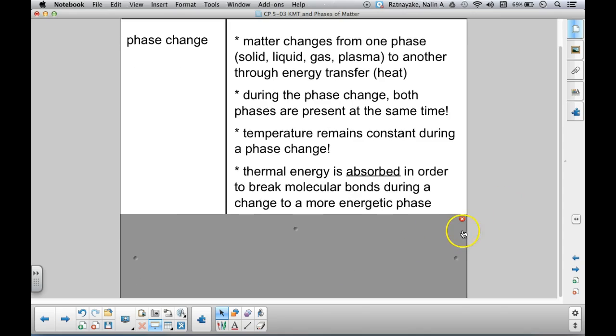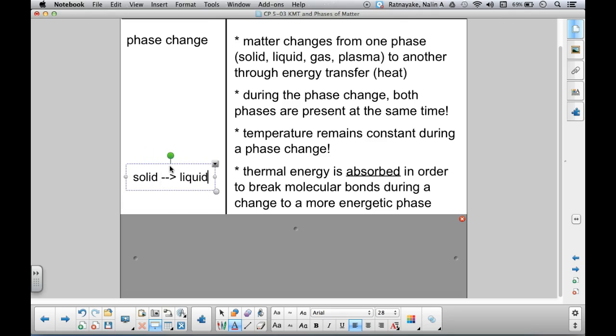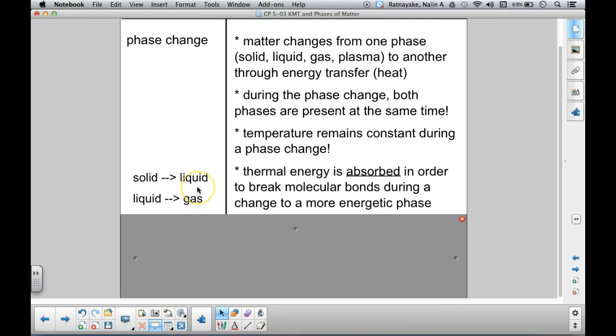Which way is energy going in a phase change? Thermal energy has to be absorbed by the substance. Absorbed means taken in, so there's energy input. Heat is going into the substance in order to break molecular bonds during a change to a more energetic phase. So a change to a more energetic phase, this could be something like a solid going to a liquid, or a liquid going to a gas. We have to put in energy in order to do that, and we call that energy absorption.